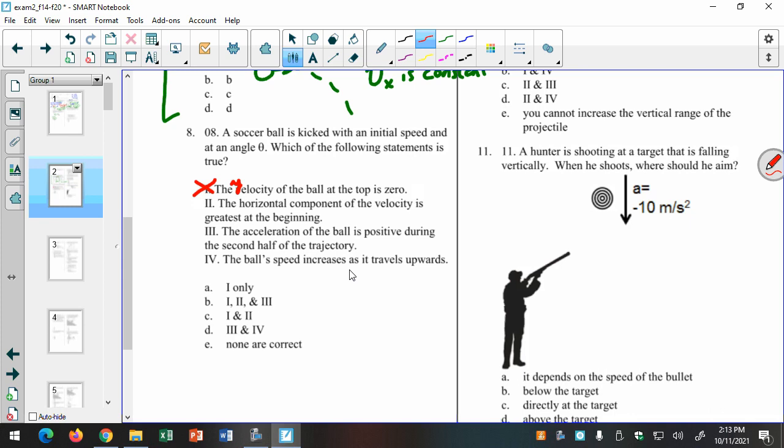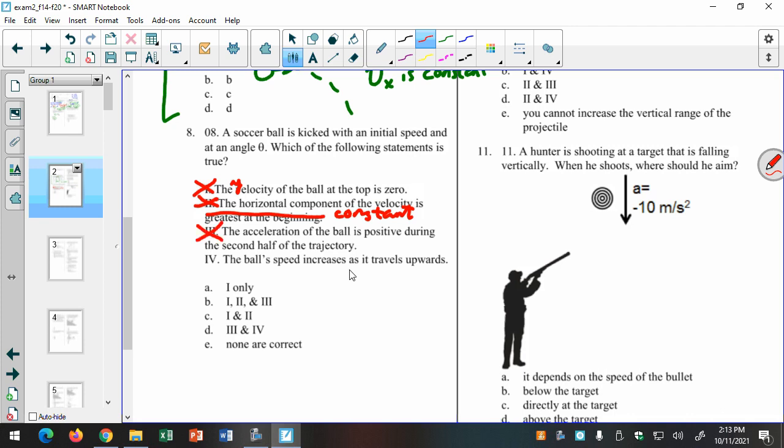The horizontal component of the velocity is greatest at the beginning. No, not true. In fact, the horizontal component of velocity is constant. That's how I'd make that statement correct. The acceleration is positive during the second half of the trajectory.